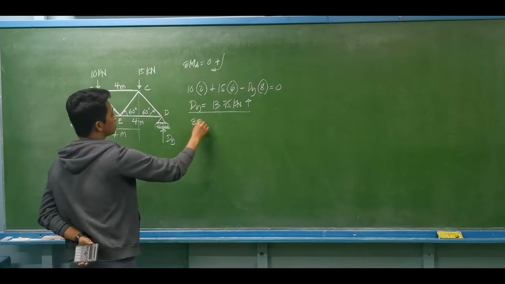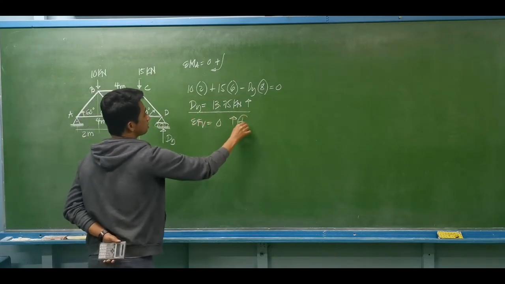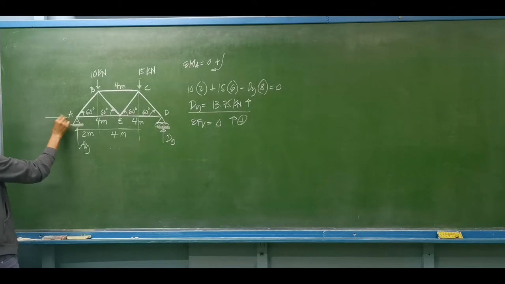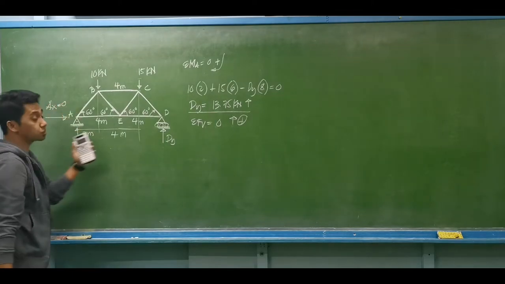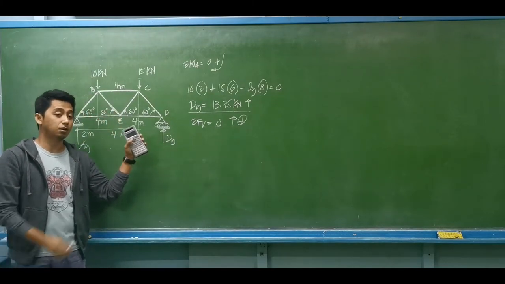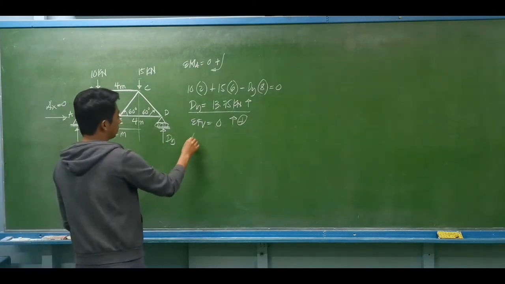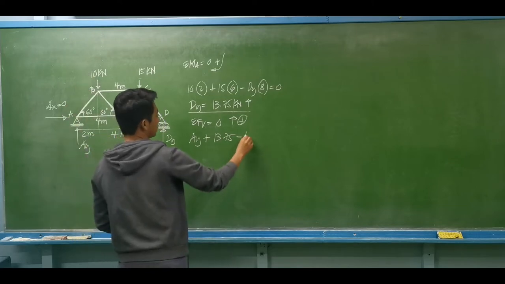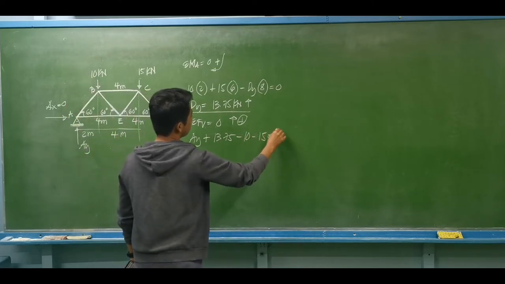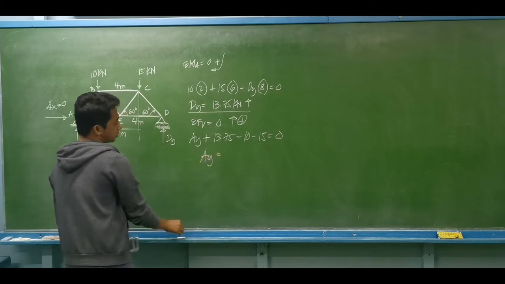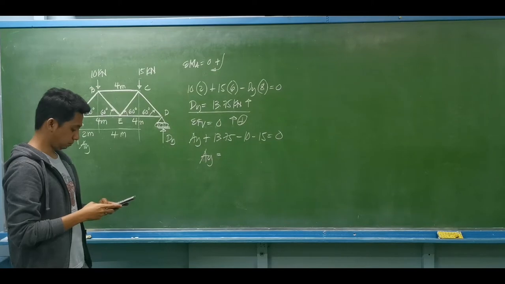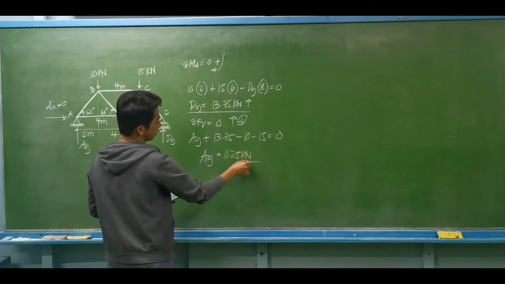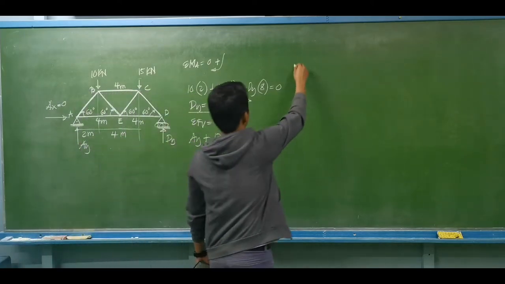Then we may do summation of forces, vertical equal to zero, upward forces to be positive. So let us assume that the reaction at point A, A sub Y, is also upward. Obviously, A sub X is equal to zero, for a reason, we don't have a horizontal force acting on this truss. So this will be equal to A sub Y plus D sub Y, that is 13.75, less 10 kilonewtons minus 15 equal to zero. So computing for the vertical reaction at A, that will be equal to 11.25 kilonewtons.